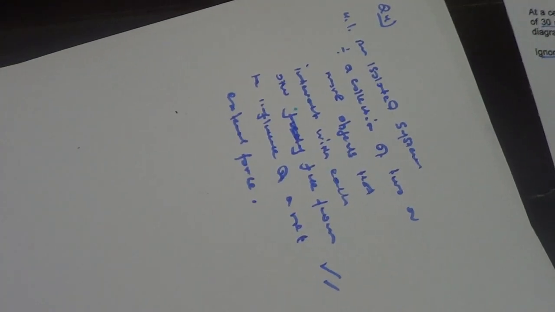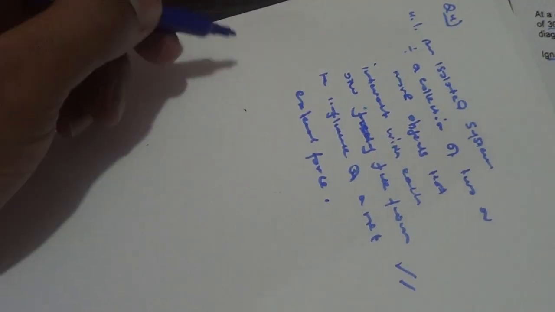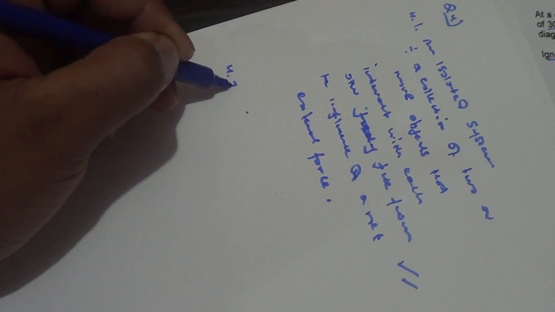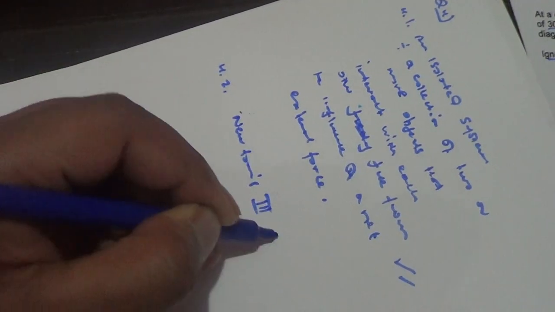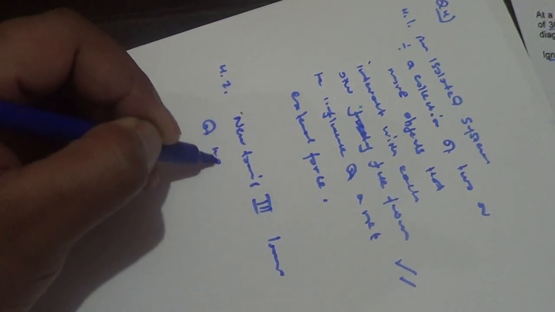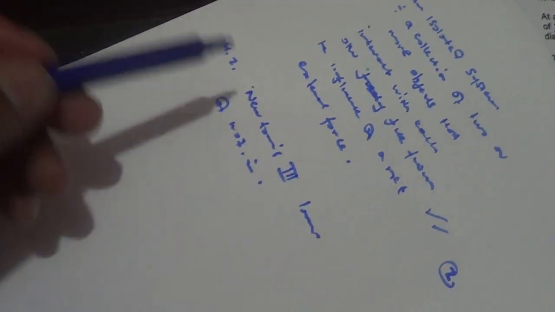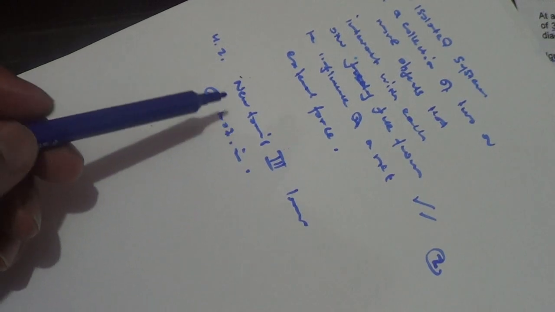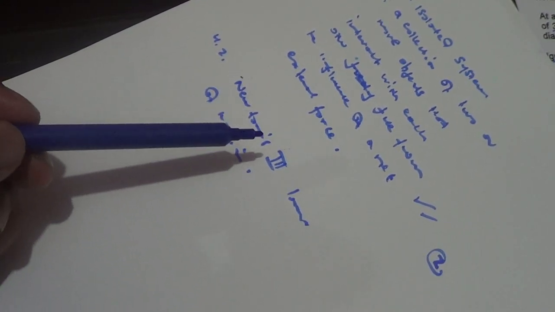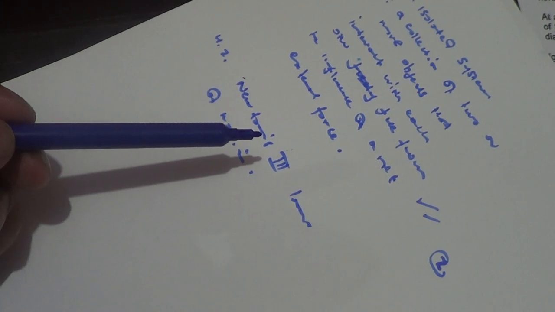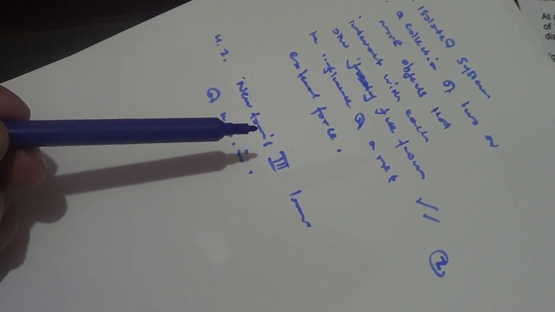All right, so we're going to use our law of conservation of linear momentum. For 4.2, the key word here is Newton's third law of motion. You apply this to momentum by saying, according to Newton's third law, when there's an action, there is an equal reaction directed in the opposite direction.